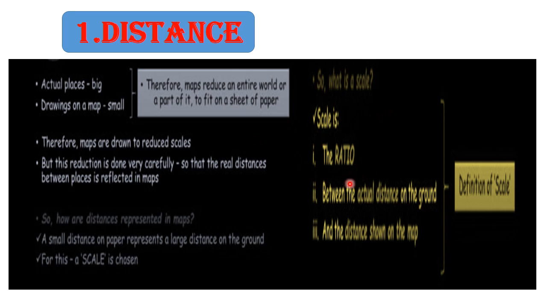Scale is actually a ratio between the actual distance on the ground, which is very big, and the distance shown on the map. There we reduce it using scale. This reduction has to be done very carefully, because we are comparing the real distance to the distance shown in the map. So how are distances represented in the map? A small distance on paper represents a large distance on the ground. For that we use a scale.